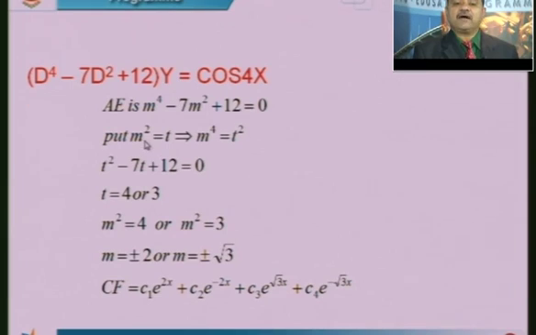So take m square as t, you will get this equation. This will become t squared, this will be t. I will get 4 or 3. So m squared is 4, m is plus or minus 2, plus or minus root 3. What is my CF? C1 e power 2x, C2 e power minus 2x, e power root 3x, e power minus root 3x, four different roots.